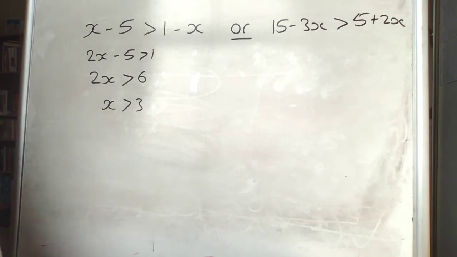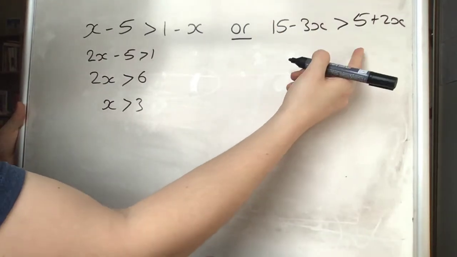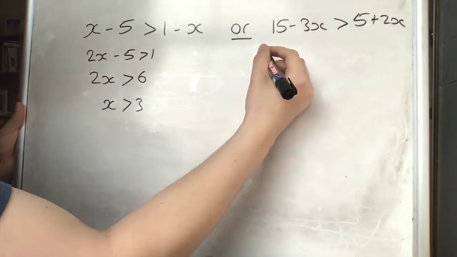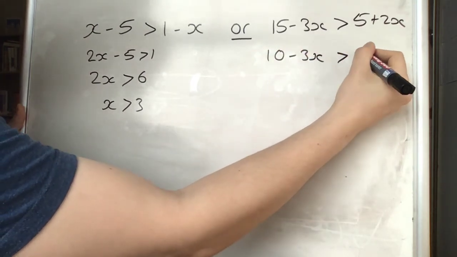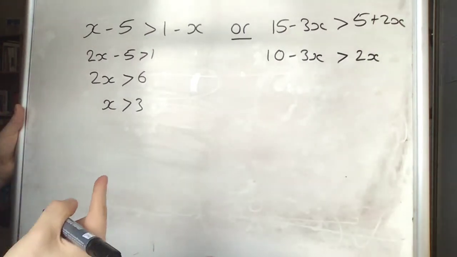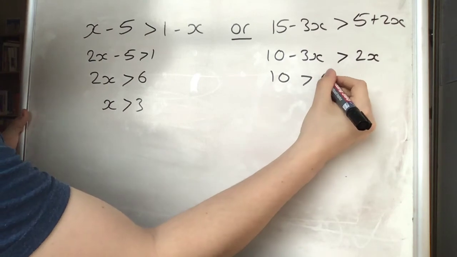So again, same principles apply. Very easily, we're going to collect our relevant terms. So let's take 5 from both sides to begin with. So 5 minus 5 is 0, 15 minus 5 is 10, minus 3x is greater than 2x. And then we're going to add 3x to both sides, so that gives us 10 is greater than 5x.